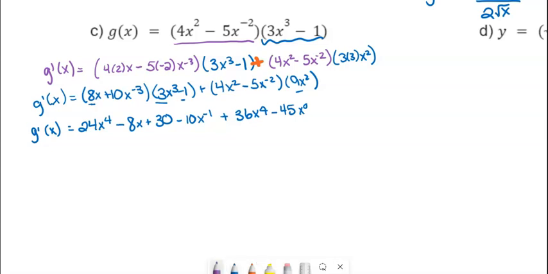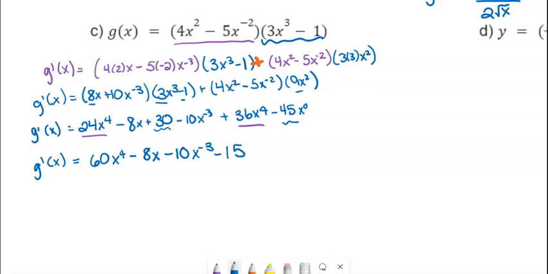Okay, I'm going to look for like terms. I have this guy and this guy. Sorry, this is a -3. Okay, so 24 and 36 is 60. And then this 8x doesn't go with anything. This minus 10x to the -3 doesn't go with anything. And 30 minus 45 is -15. So this guy is done.